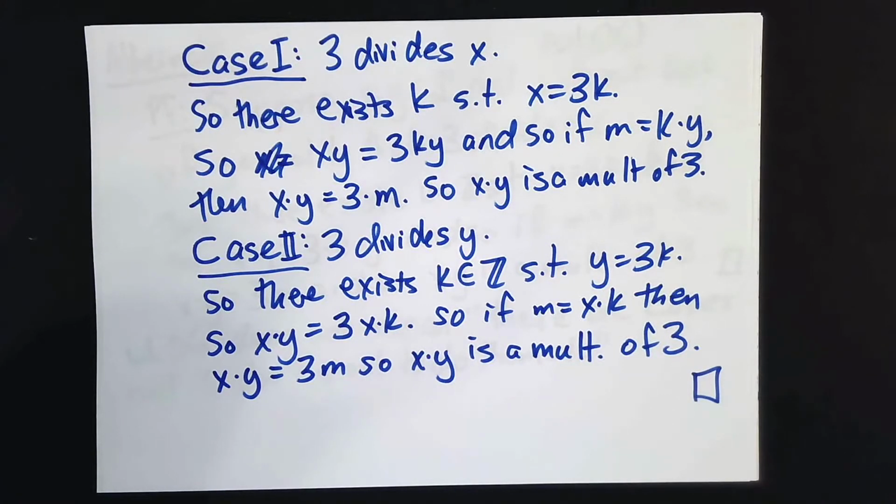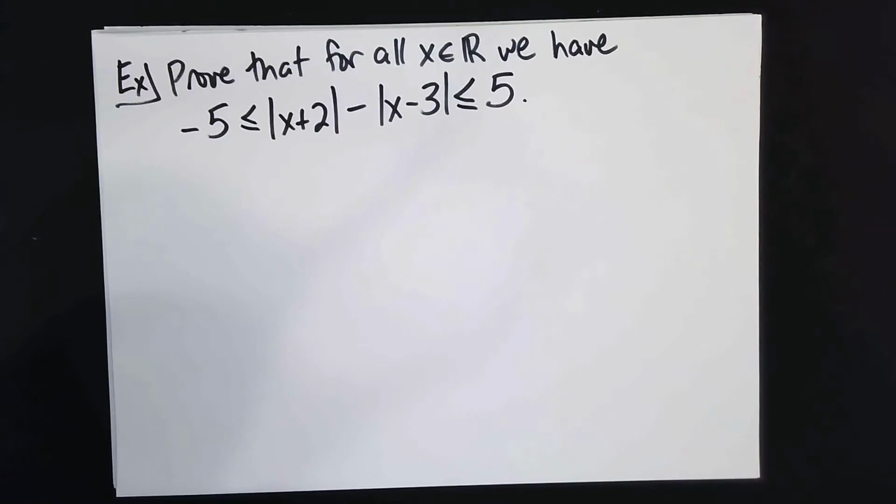Next up, let's look at this question. We want to prove that for all real numbers, we have this inequality, that minus 5 is less than or equal to the absolute value of x plus 2 minus the absolute value of x minus 3. And that, in turn, is always less than or equal to 5.